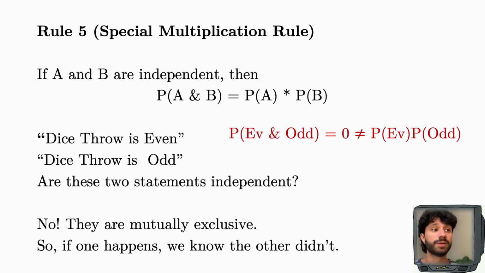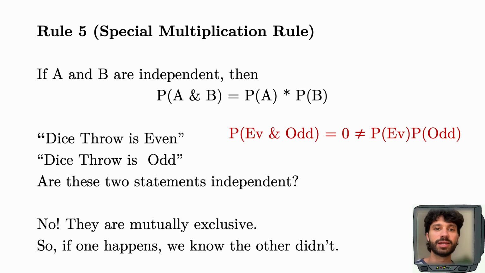So the probability that the dice throw is even and odd is equal to 0, right? Because these are mutually exclusive. They can't both be true at the same time. And that's equal to 0. But that's not the same as the probability that it's even times the probability that it's odd, right? The probability that it's even is 1/2 and the probability odd is 1/2, right? So this is one way to conceptualize.